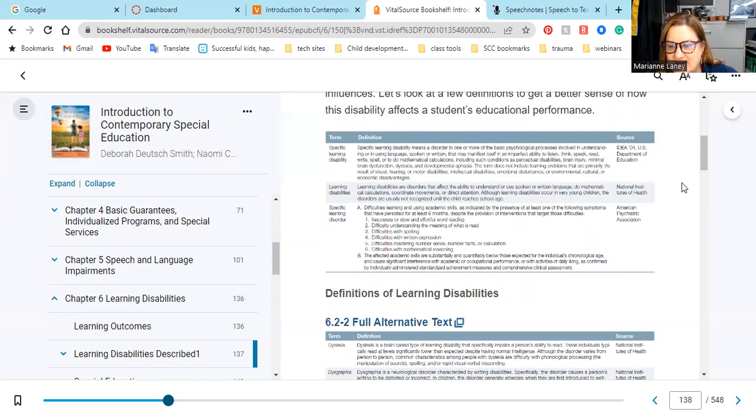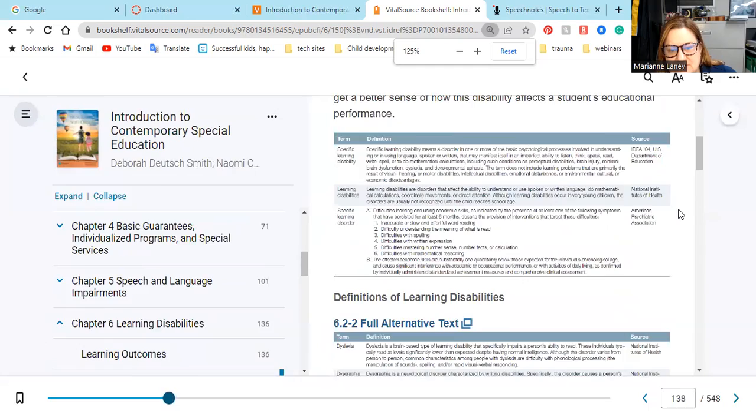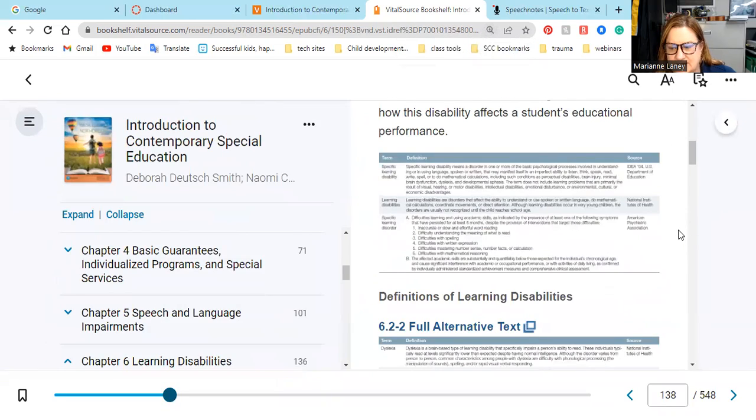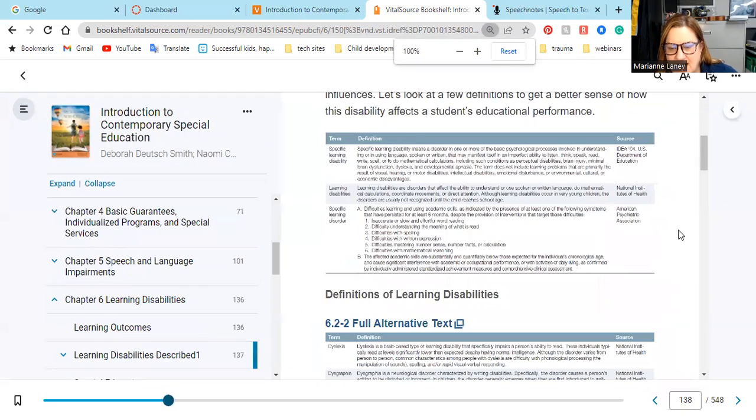And so if you look here, we have the IDEA definition. We have the National Institutes of Health, NIH. We have the American Psychiatric Association. So a lot of times, I'm trying to make this bigger. Oh, it didn't make it bigger. Sorry, it just made it smaller. A lot of times these definitions overlap.